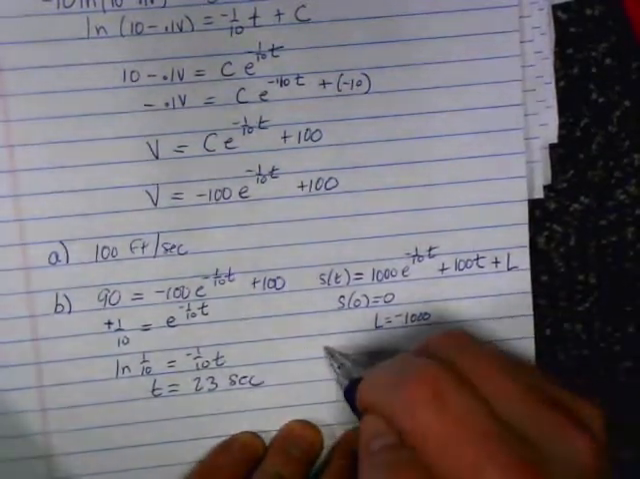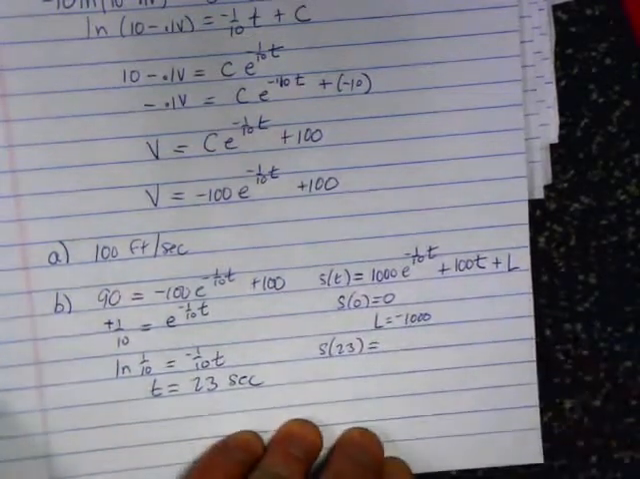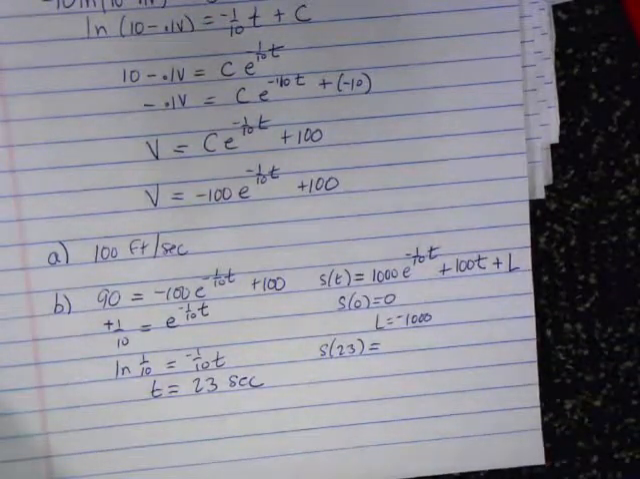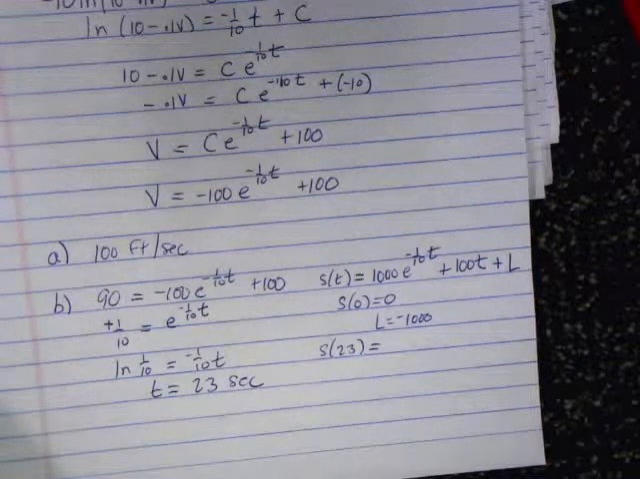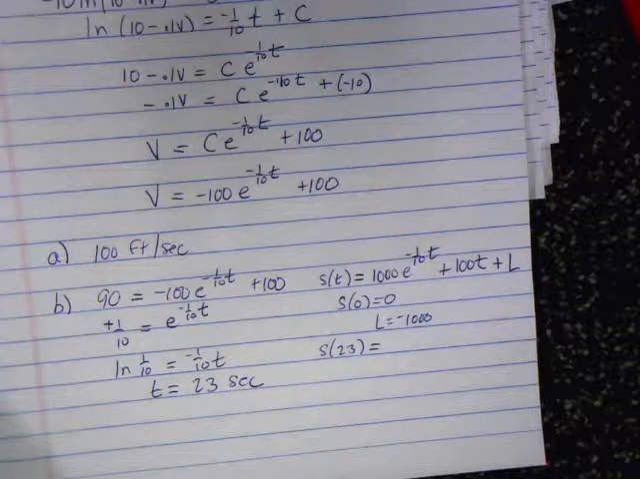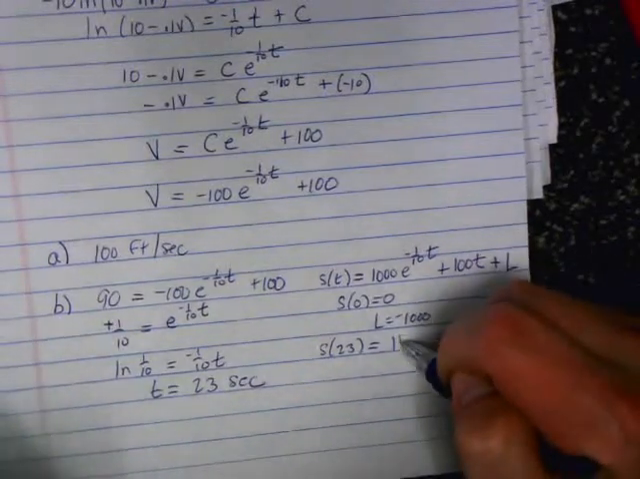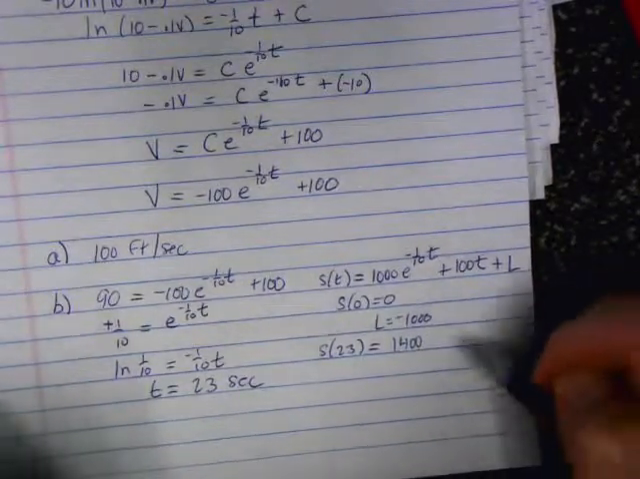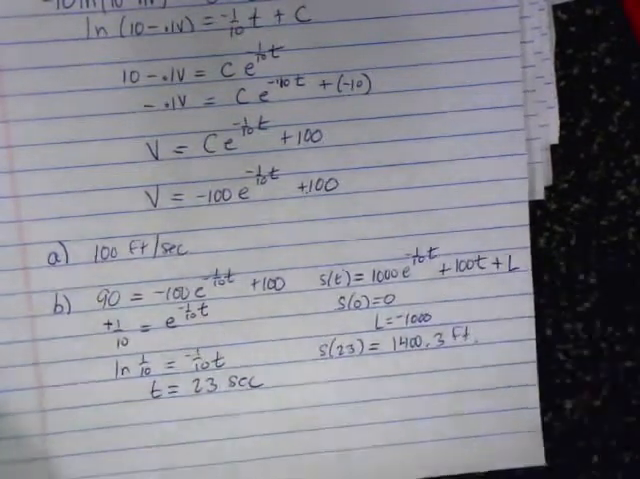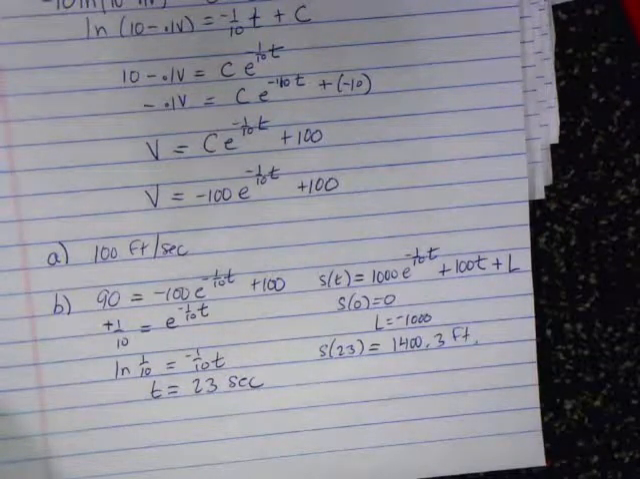Finally, we plug in 23. S at 23 is going to be 1,000 times e raised to the negative 1/10 times 23, plus 100 times 23, minus 1,000. The car went 1,400.3 feet approximately. Questions on that?